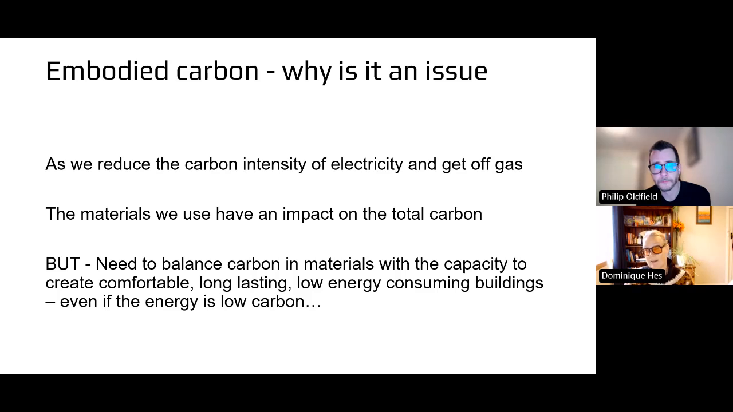You could make a building that lasts a really, really long time, but is really high in embodied carbon and might use a lot of energy. And even if your energy hasn't got a lot of carbon, it could still require a lot of solar panels and so forth. So there is a balance that's needed. And obviously, people have budgets, people have constraints. So we need to be able to have this embodied carbon conversation in the context of everything else that designers need to achieve.